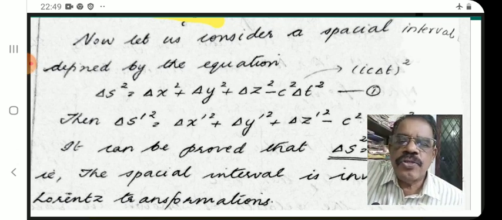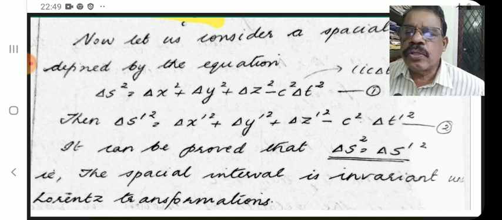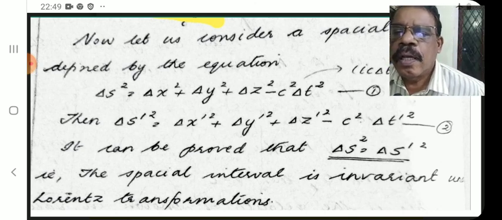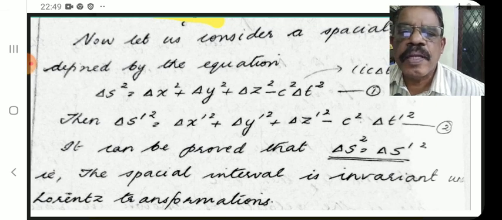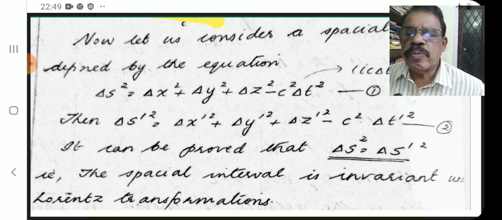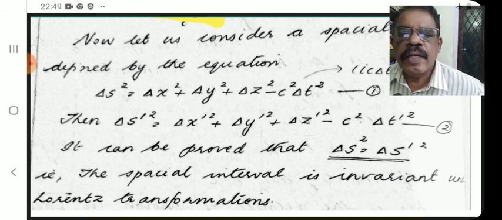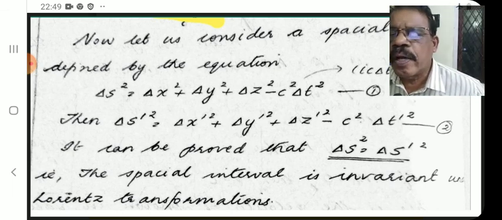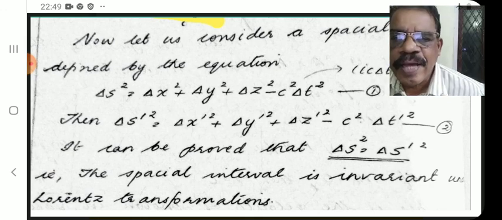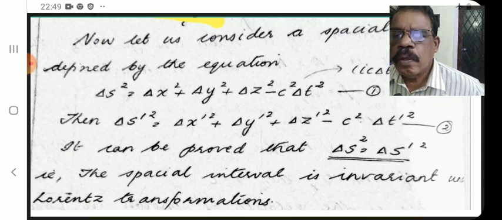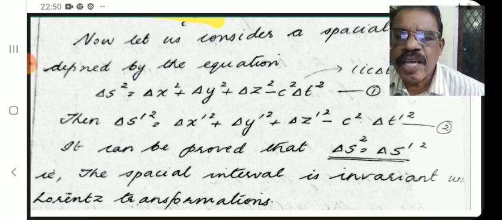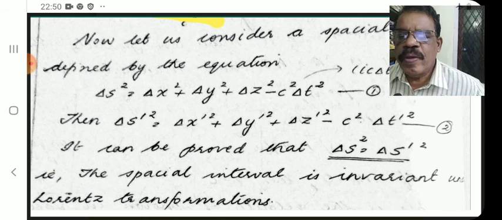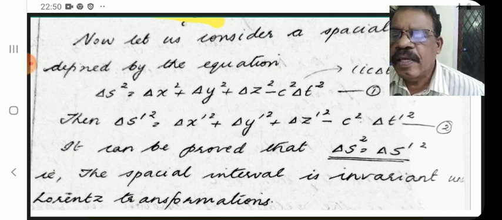Then delta s dash square is equal to delta x dash square plus delta y dash square plus delta z dash square minus c square delta t dash square. Question number 2: it can be proved that delta s square is equal to delta s dash square. That is, the spatial interval delta s is invariant under Lorentz transformations.